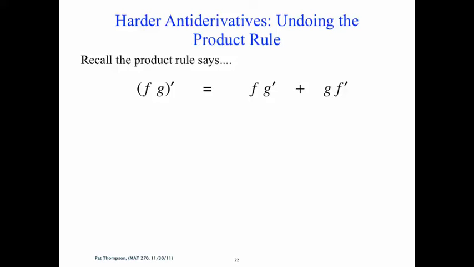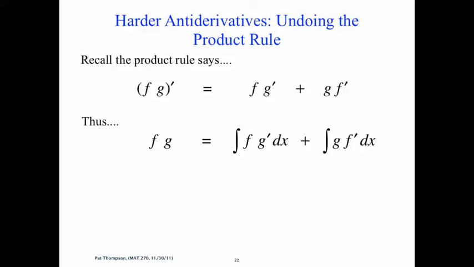Okay, so if that's true, then if we were to do the antiderivative, we could do antiderivative of all three, and that would maintain equality. So antiderivative of the left would just be f times g. And then we'd have the antiderivative of f g prime plus the antiderivative of g f prime. So all I did here was take the antiderivative of both sides, or took the integral of both sides.